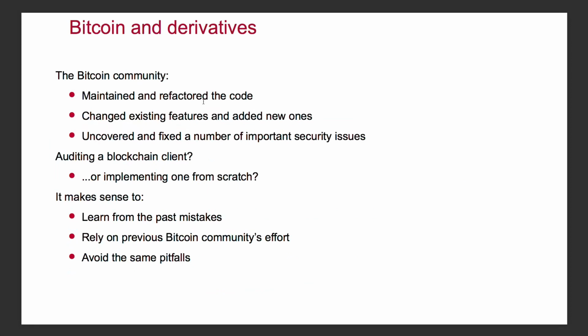Over the last 11 years, the Bitcoin community did a huge amount of work. They maintained and refactored the code, changed existing features and added new ones, and also uncovered and fixed a number of important security issues. The original Satoshi implementation was solid, but still a bunch of issues got uncovered. So if you're auditing or implementing a blockchain client, it makes sense to process what happened in Bitcoin in the last 11 years, to rely on their experience and to avoid the same things, because these things keep on repeating.